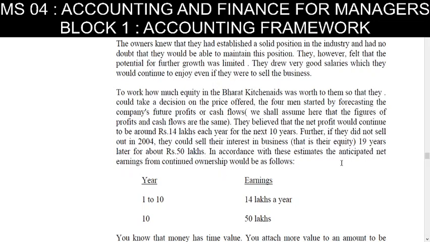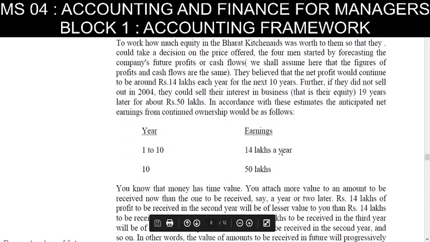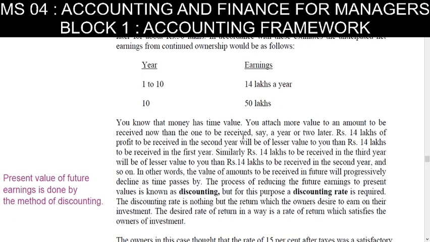In accordance with these estimates, the anticipated net earnings from continued ownership would be as follows. So earnings would be like this. They would get 14 lakhs every year, and at the end they would get 50 lakhs. This is their expectation. You know that money has time value. You attach more value to an amount to be received now than one to be received, say, a year or two later. Which means whatever amount we are receiving today is more important than the amount that we are receiving tomorrow or 1 or 2 years later.